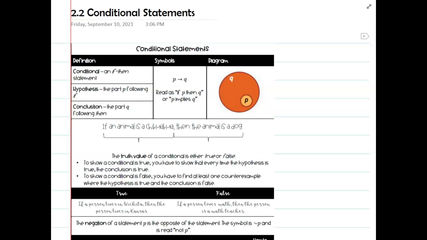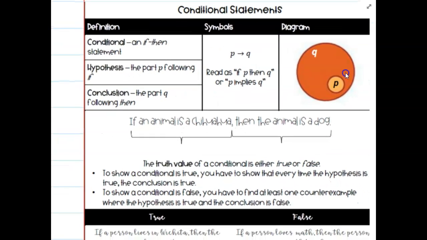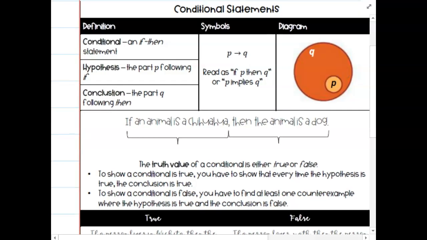So today, like I said, we're talking about conditional statements. A conditional statement, it's an if-then statement. So maybe I could say, if you are in my classroom right now, then you are in advanced geometry. Okay, that would be an example of a conditional statement. Now there's two parts to a conditional statement. There's the first part, the if you're in this classroom. That's called the hypothesis. The part that comes after then is called the conclusion.